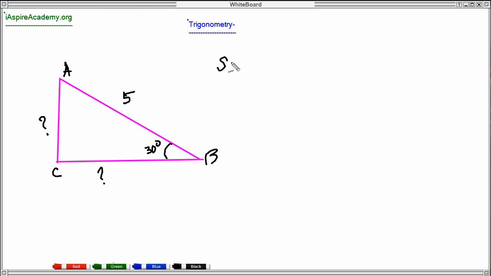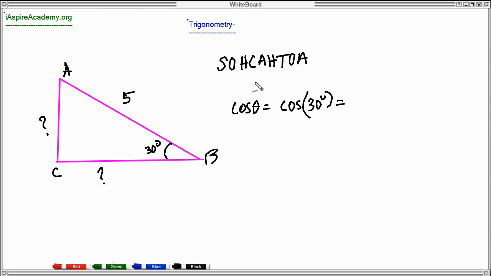So again, if you write the formula SOHCAHTOA, cosine theta, which is cosine of 30 degrees, is equal to adjacent. Since this is opposite to angle A, let's put this as A. So A by 5, which is our hypotenuse.